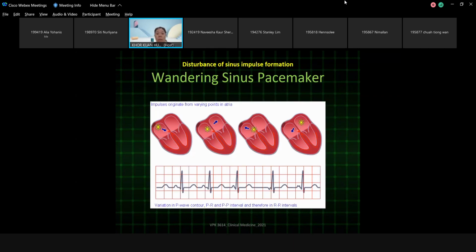Okay, wandering pacemaker, just like the name says, wander, right? SA node talk to AV node, but the impulse goes somewhere else. So if you look at the ECG trace, P, Q, R, S, T. Okay, cantik, normal. P, Q, R, S, T.